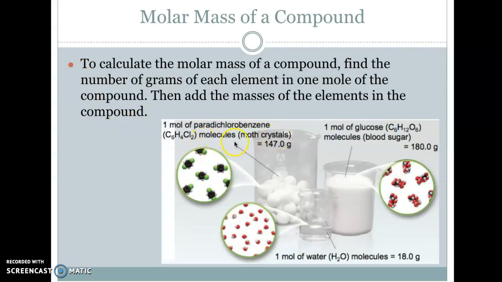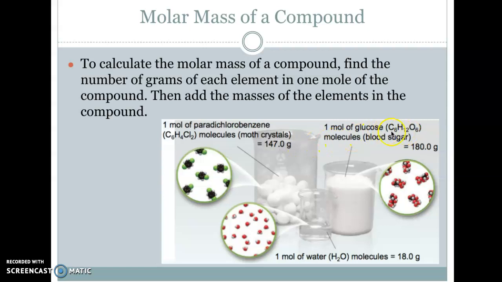So the examples that are in this picture right here, we have this 1 mole of paradichlorobenzene. All right, so the formula is C6H4Cl2. So if we want to get the molar mass of that compound, we're going to look up carbon on the periodic table, and we're going to add 6 of those, so it'll be 6 times the atomic mass of carbon. Then we look up the mass of hydrogen, we're going to multiply that by 4, and then we look up the mass of chlorine, we're going to multiply that by 2, and then you just add all those together and you get 147.0. Again, all the masses can be rounded off to a tenth.